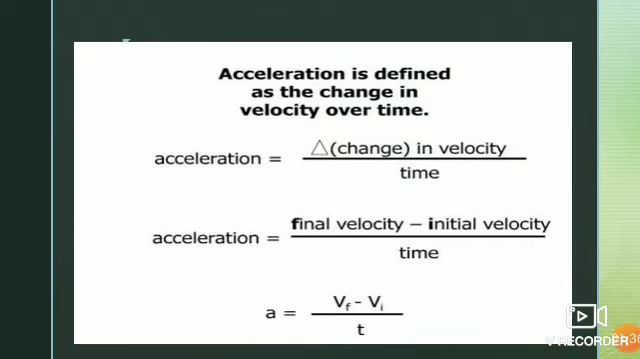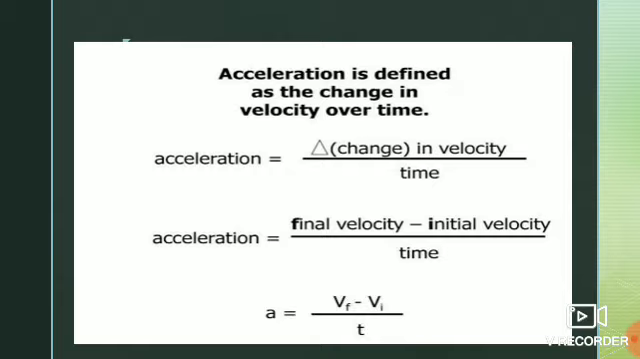Students, now we conclude that a change in velocity is called acceleration. In other words, acceleration is defined as the change in velocity over a given time, or in a unit time. Mathematically, acceleration is the change in velocity with time. Change means there are two points, initial and final. To calculate acceleration, we take the final velocity minus the initial velocity, divided by time.